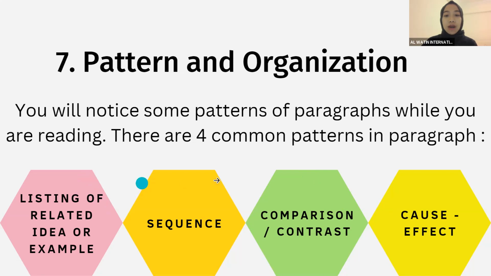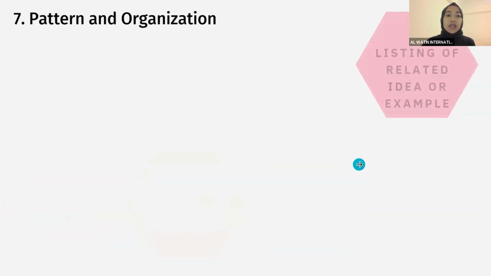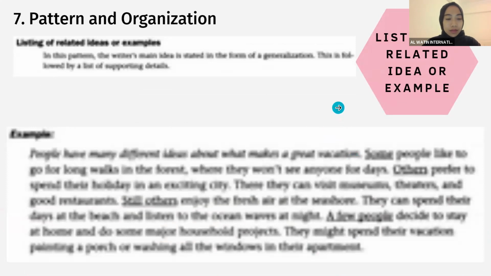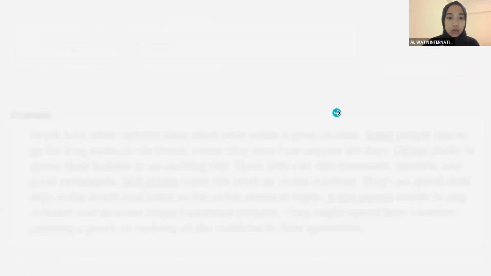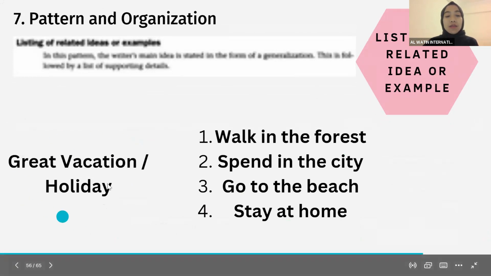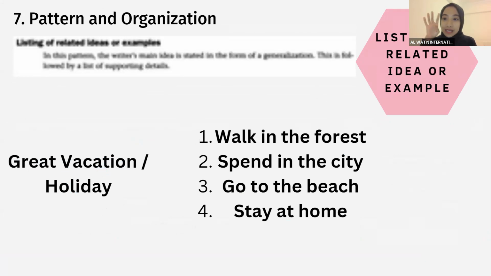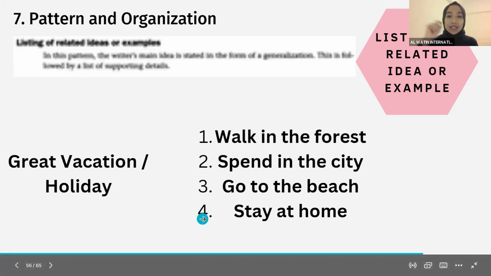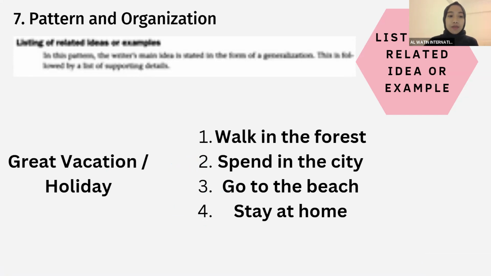Yesterday, we already talked about listing a little bit. For example, yesterday we discussed a paragraph about a great holiday or great vacation, and that paragraph contains 4 points for listing. The first one, walk in the forest, maybe holiday, spend time in the city, or maybe go to the beach, or maybe just stay at home. So that's the listing from the writer.